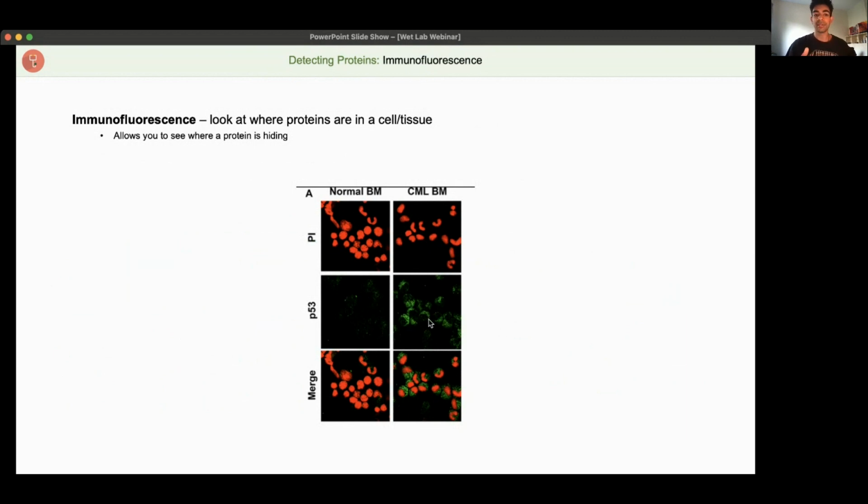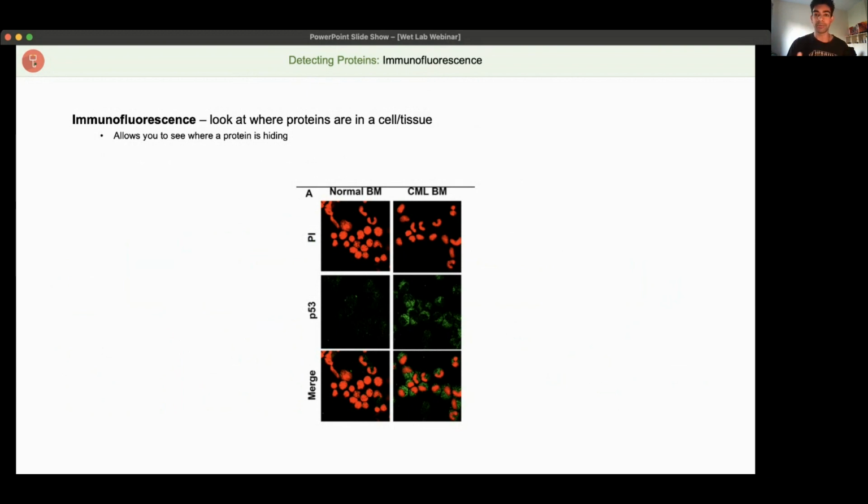And what you do essentially is you fix the cell. So you can't use immunofluorescence on live cells, because you need to force antibodies into the cell to bind to your protein of interest and then fluoresce. So you permeabilize the cell, get your antibody in, which is a bit tricky sometimes, but then your antibody binds to the protein, p53 in this case, and fluoresces. And you can look at that fluorescence under a microscope.